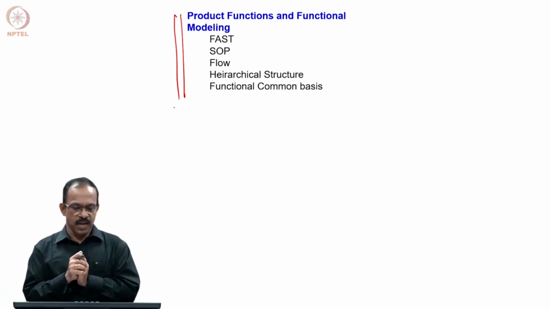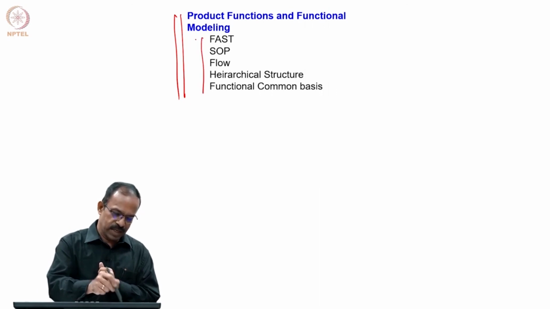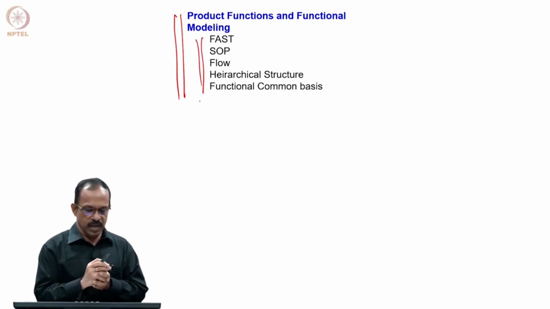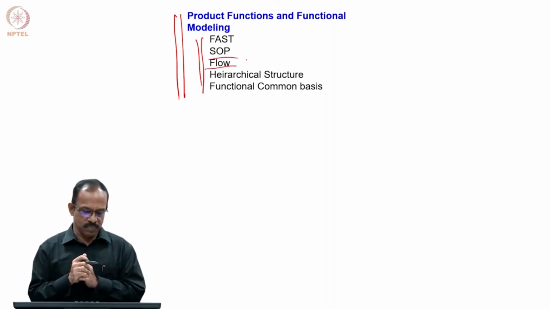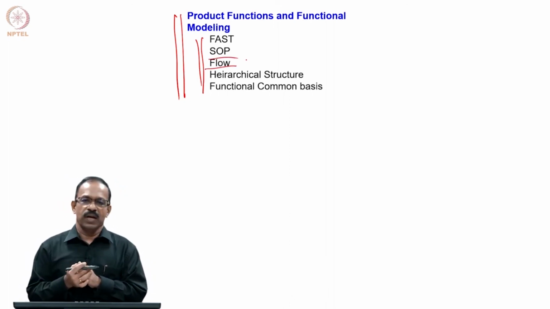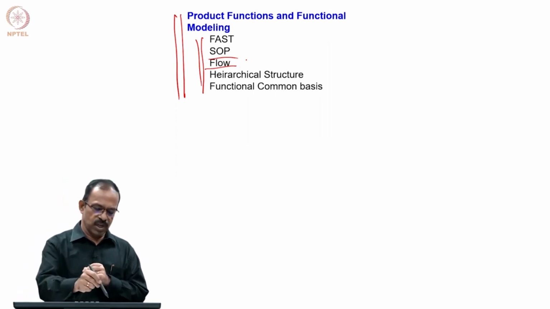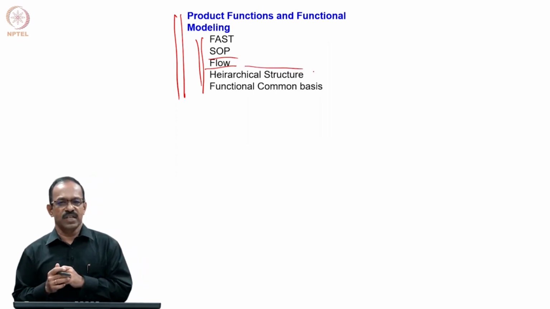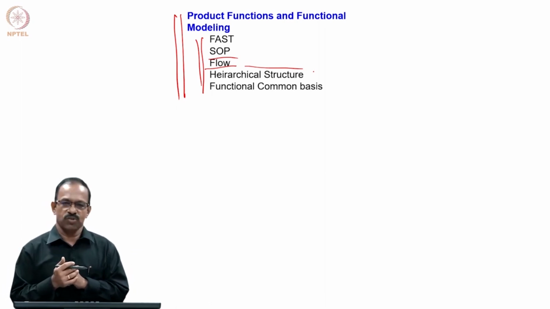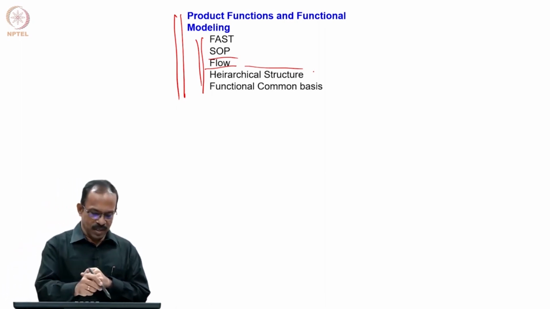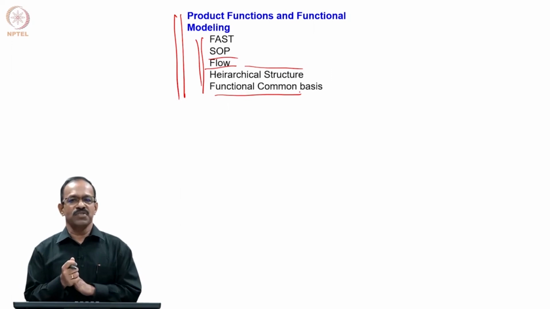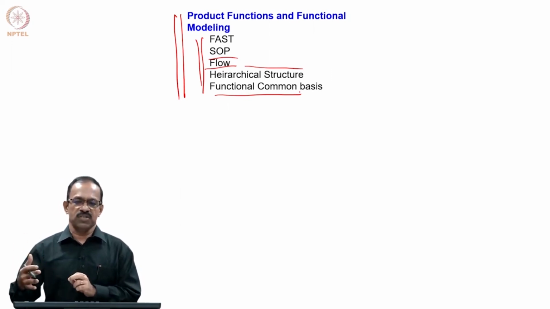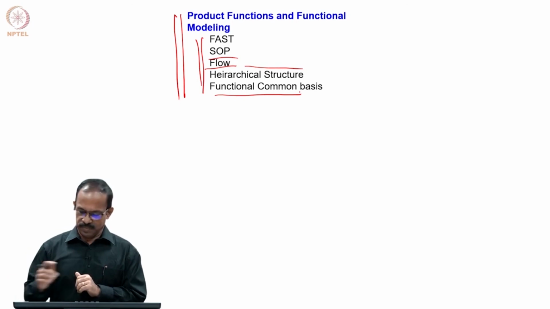function of the product. And we found many methods like the FAST method, SOAP, the flow method, or the function structure method, and based on this you will be able to get the functional decomposition, and based on that you can create a function tree as well as a hierarchical structure of the product functions. And when we develop the functional decomposition we have to use a functional common basis, so that you will be able to represent the function irrespective of the domain.